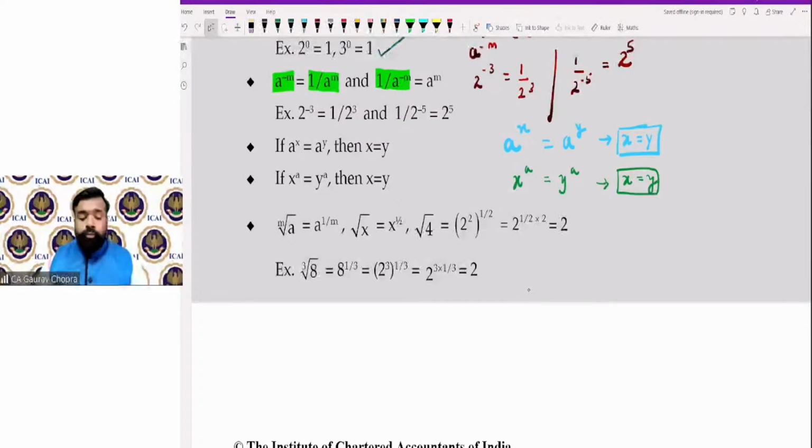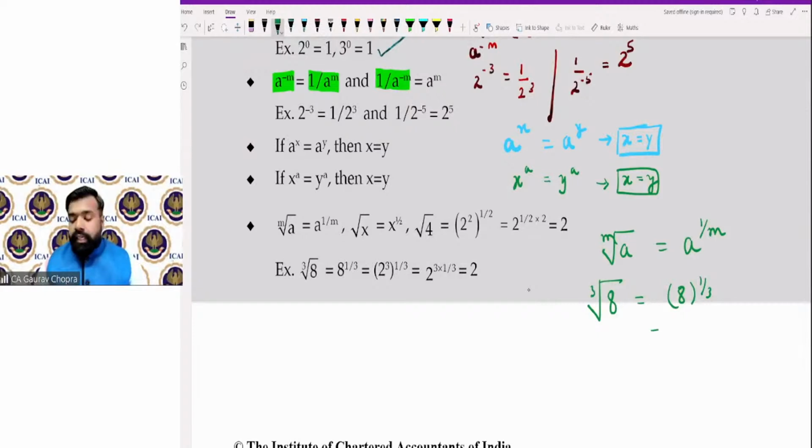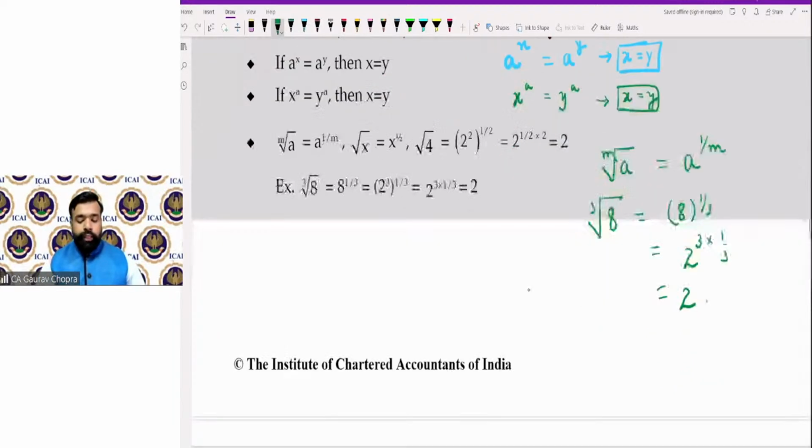Then mth root of a. So we have done this. It can be written as a to the power of 1 by m. So if there is cube root of 8, it can be written as 8 to the power of 1 by 3. And we can also write 8 as 2 cube. So 2 to the power of 3 into 1 by 3. 3 will get cancelled. What is left? Only 2. So 2 is left.